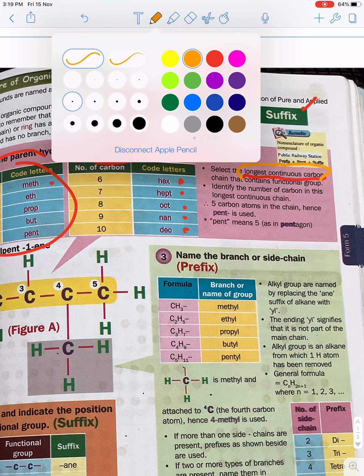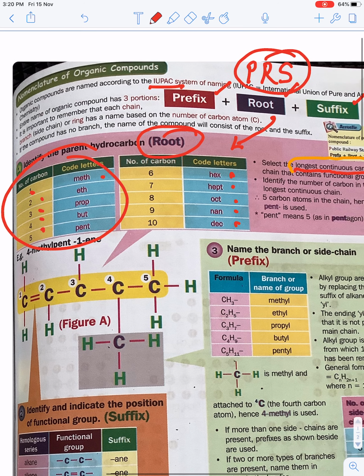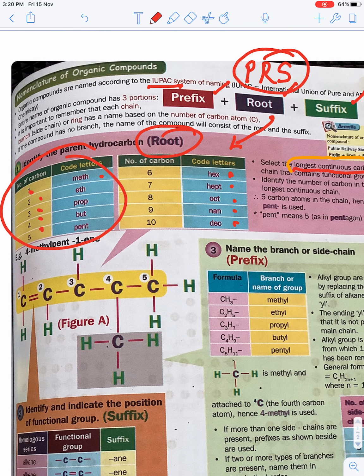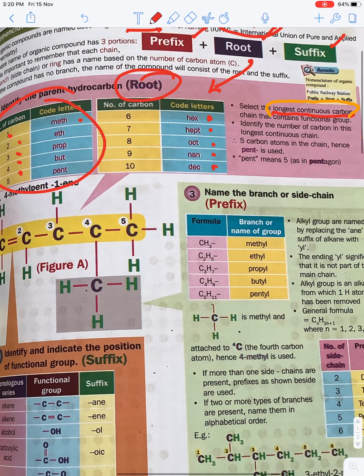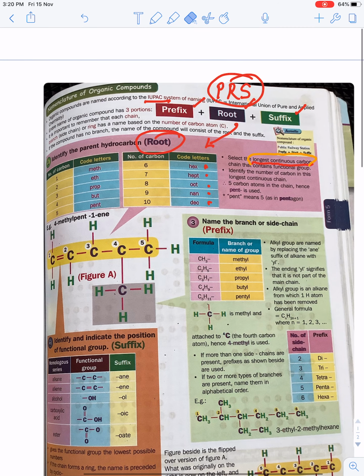Dalam video ni saya akan bagi beberapa contoh how to name it according to the PRS system in a short while. So first thing you remember for SPM level, root is actually stand for total number of carbon. Okay, and the longest chain. So without further ado, let's look at here. Okay, let's focus to the next part. Next part, I will focus on the suffix.